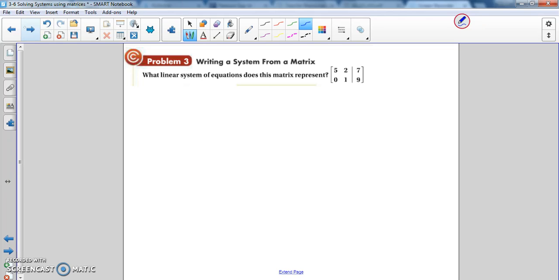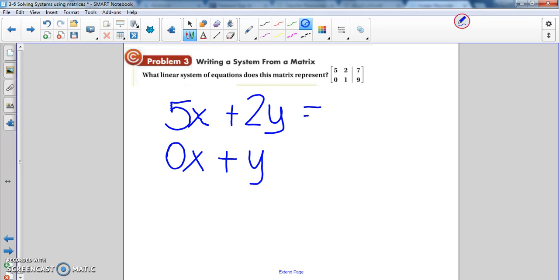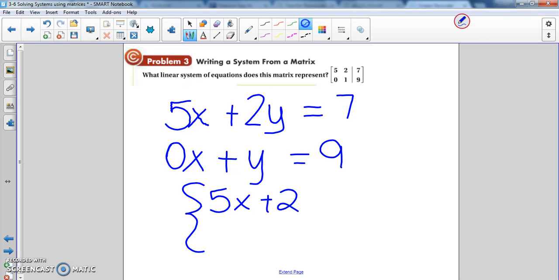So we have the coefficients for x first, which is 5x and 0x. Then we have our coefficients for y, plus 2y, plus y, is equal to 7 and is equal to 9. Since we have 0x, we don't need to write that, so our system of equations would be 5x plus 2y equals 7 and y equals 9.